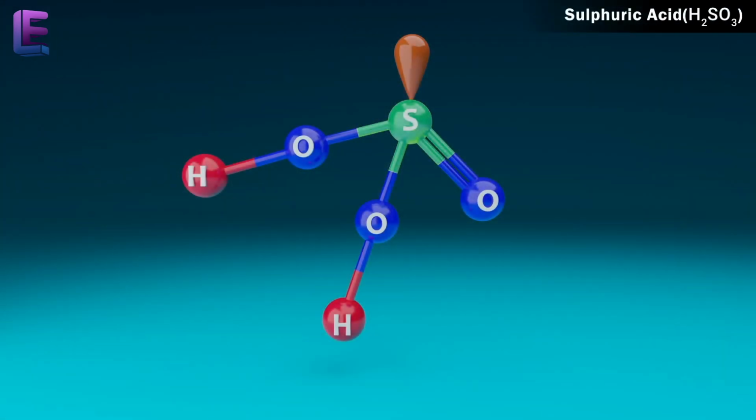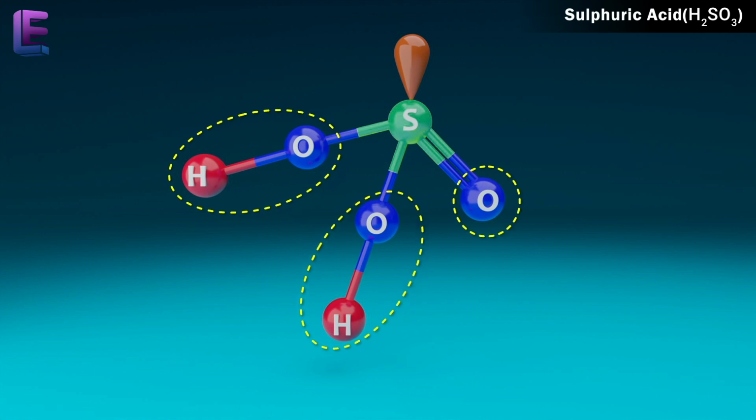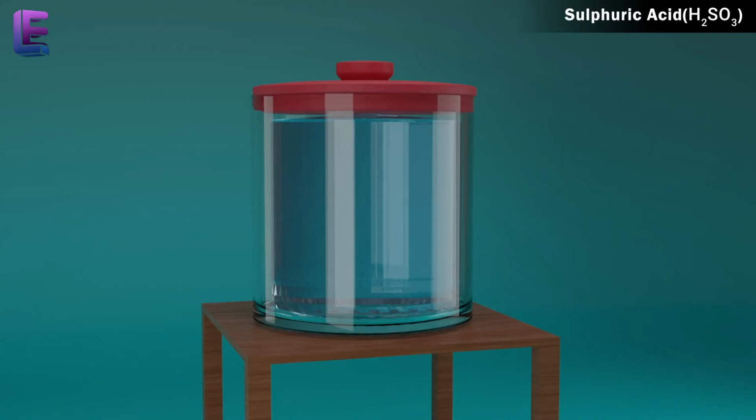Sulfurous acid, H2SO3. Sulfurous acid is a diprotic acid. It ionizes to give 2 protons. In sulfurous acid, sulfur is attached to 2 single-bonded OH groups while 1 oxygen forms a pi bond with sulfur. It can be prepared by dissolving sulfur oxide in water.